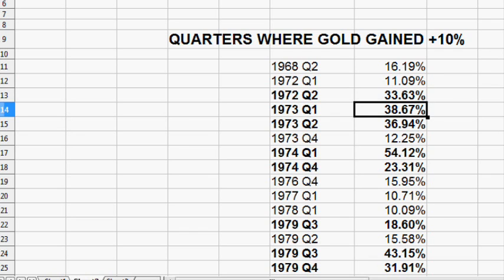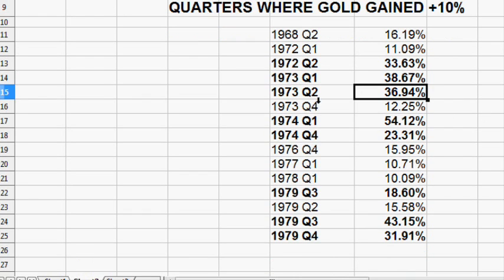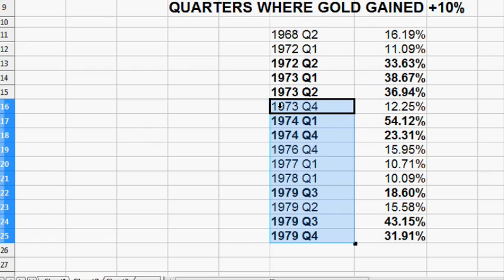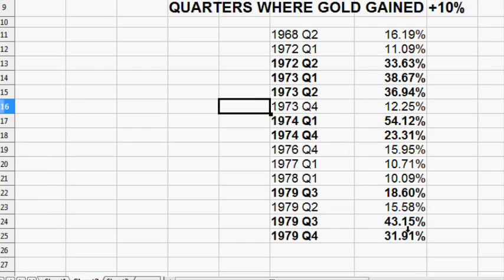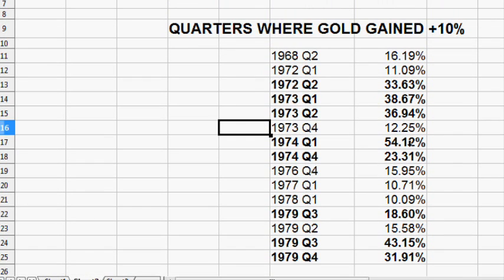You got 38, 36, and well, during the 1970s as well as 1968, there were 15 and 14 in the 70s that had at least a 10% move. And there have been 8 quarters that have done better than we currently are right now. This is the greatest quarter in gold's history, 54% in 1974. For us to surpass this mark, the price of gold would have to come close to around $2,300 per ounce by September 30th.